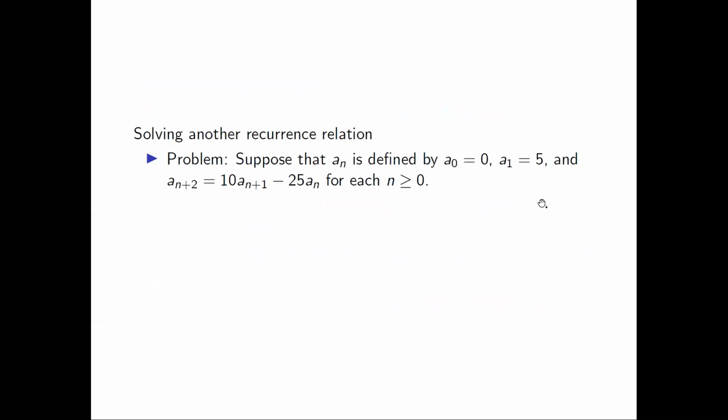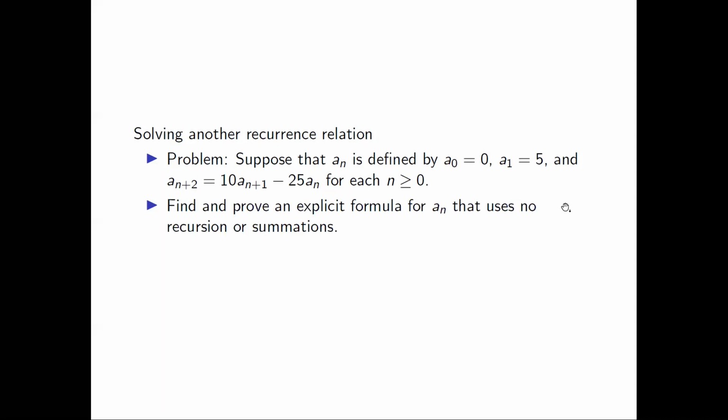Here's another recurrence relation problem for you to think about. Suppose that the sequence a sub n is defined by a sub 0 equals 0, a sub 1 equals 5, and a sub n plus 2 equals 10 times a sub n plus 1 minus 25 times a sub n for each n greater than or equal to 0. And the problem is to find and to prove an explicit formula for a sub n that uses no recursion or summations.